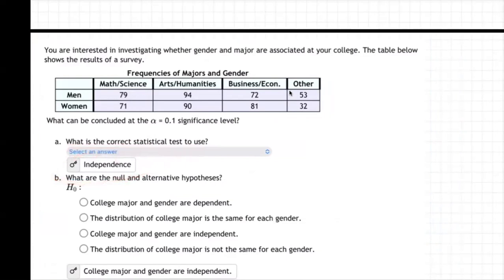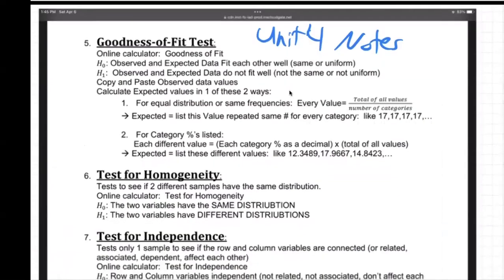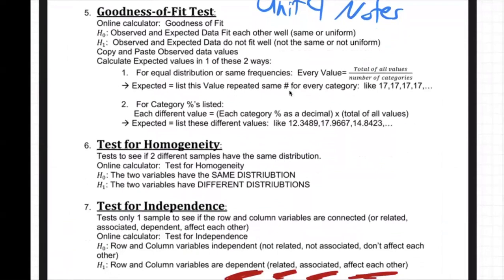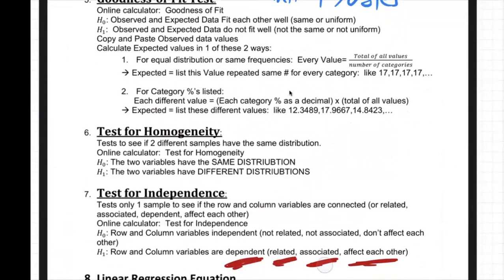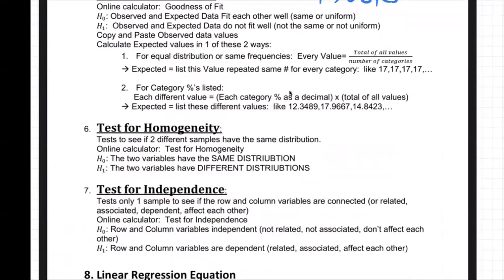Now, would you know that if the answer wasn't staring you in the face? How do we know that? Well, let's go to the notes. Let me show you. So here are the unit 4 notes. And looking at those, we see, okay, here it is, test for independence. Tests only one sample to see if row and column variables are connected, related, associated, dependent, affect each other. Yeah, that's what we have.